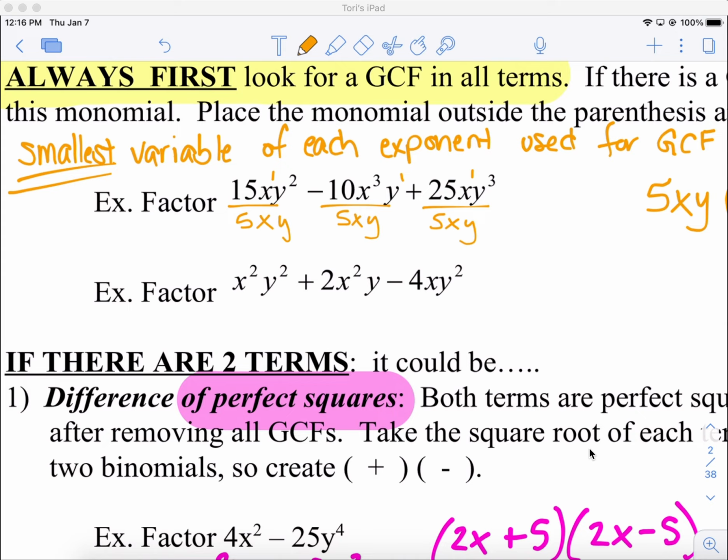So I may have x to the first power, x to the third, x to the first. I can only take the smallest one out, so x to the first power. When it comes to y's, I have y squared, y to the first, y to the third. I can only take the smallest one out, so I can only take out one y.